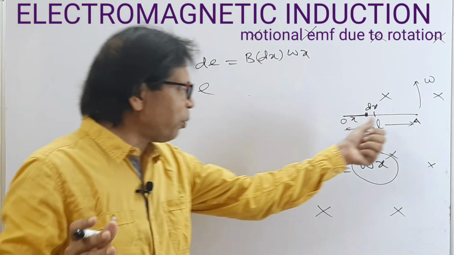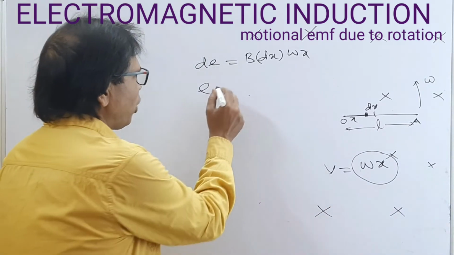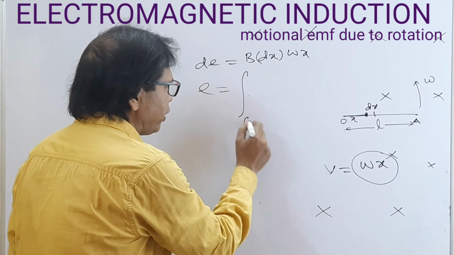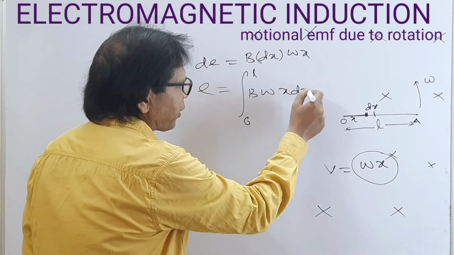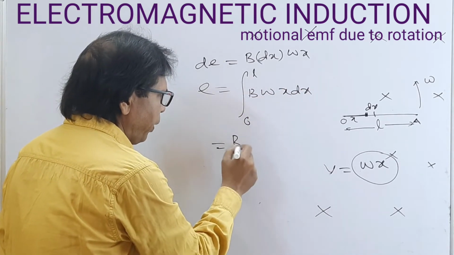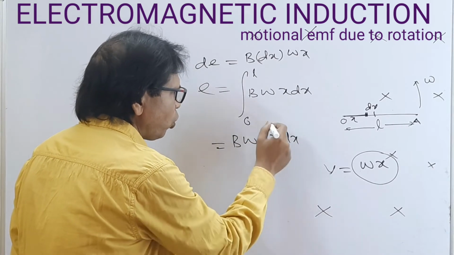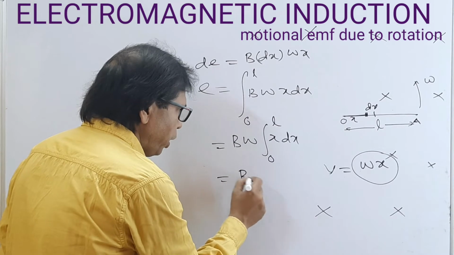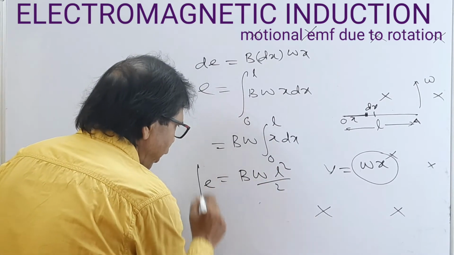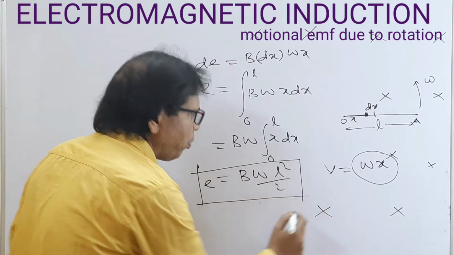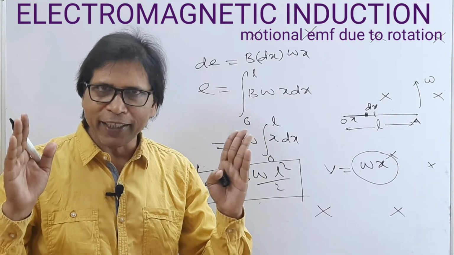So, motional EMF produced due to length L is equal to the integration from 0 to L of B omega x dx. Therefore, B omega times the integration of x dx from 0 to L. So, this is B omega L square by 2. This is the expression of motional EMF due to rotation of the conductor of length L.